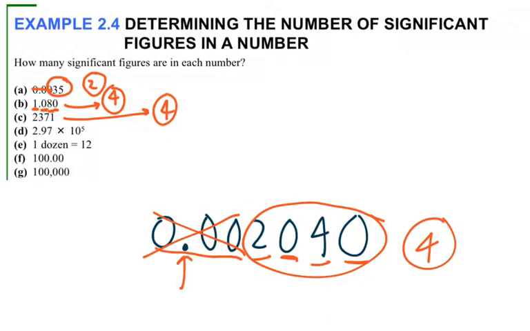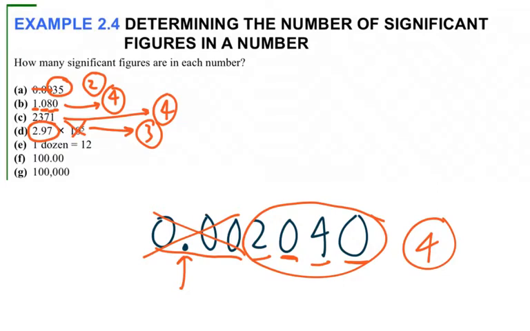Now remember what we did with part D. If I give you something in scientific notation, you're going to ignore this component and you're just going to look at this. And all three numbers there are non-zero digits. Therefore, that one has only 3 significant figures: the 2, the 9, and the 7.